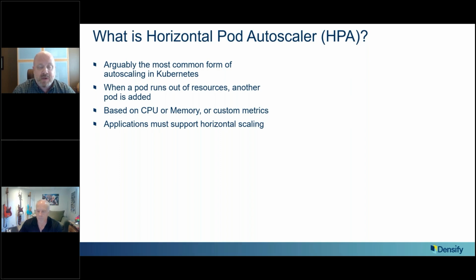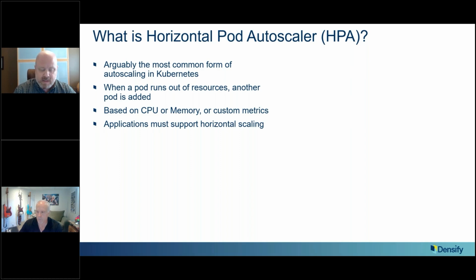Now, one thing that's important to keep in mind is that there is a limitation of horizontal pod autoscaler, and that is that the application must be designed to support horizontal scaling. So the vast majority of cloud native apps already support horizontal scaling, but just keep in mind that there are some legacy applications that may not have the support built in. So there might be some environments where HPA is not necessarily an ideal fit.